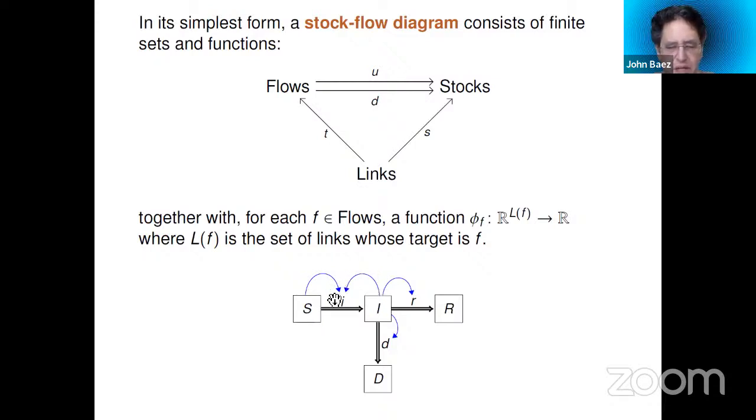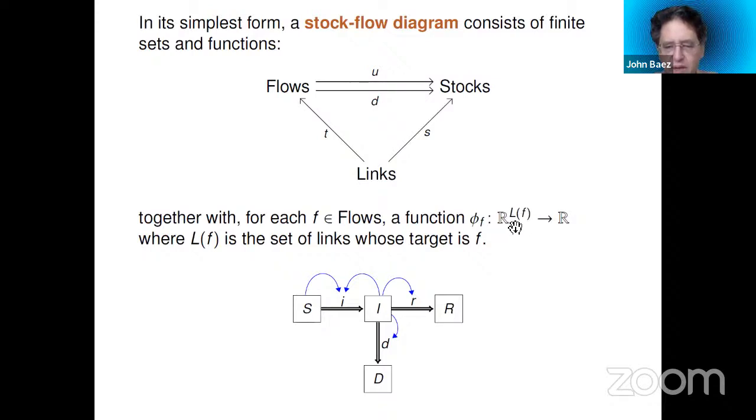We only have stocks directly controlling flows in this simplified version. And we have to say what function is actually used to compute the flow as a function of the stocks that influence it. And so for each flow, little f, we need a function, phi sub f, which does that. Phi sub f is a function from R to the something to R, meaning it takes a number of real variables and spits out one.